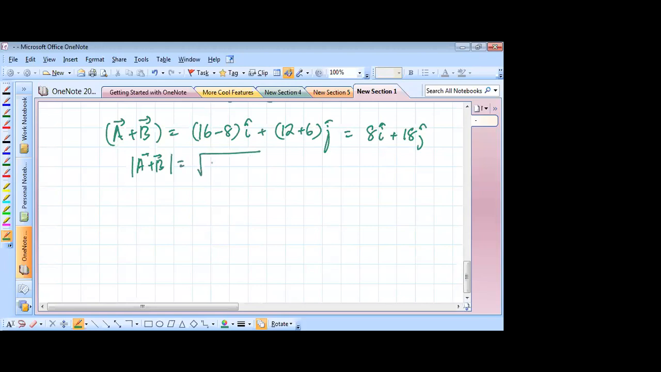So that is root of this. So root of 64 plus 324 is this.